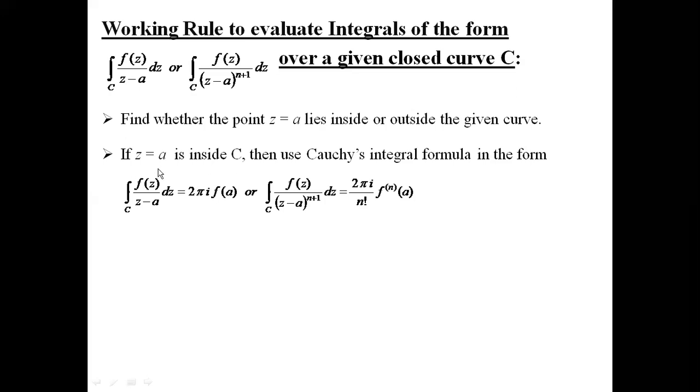So this step says that we first decide whether the point lies inside or outside the given curve. Suppose the point z equal to a lies inside the closed curve C. Then we apply Cauchy's integral formula if the power in the denominator is 1, or if the power in the denominator is of the form n plus 1, then it is generalized Cauchy's integral formula. Accordingly, we use the appropriate one.